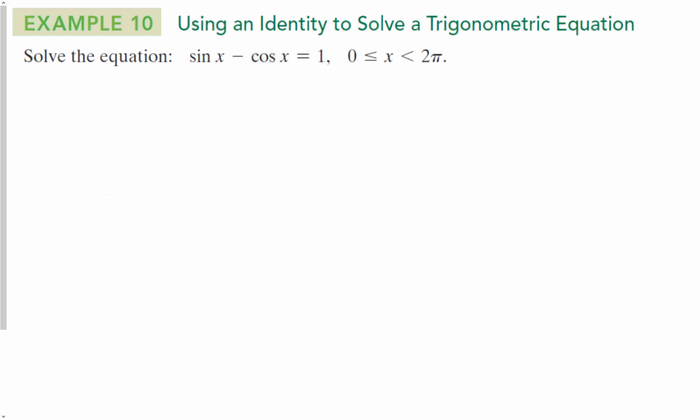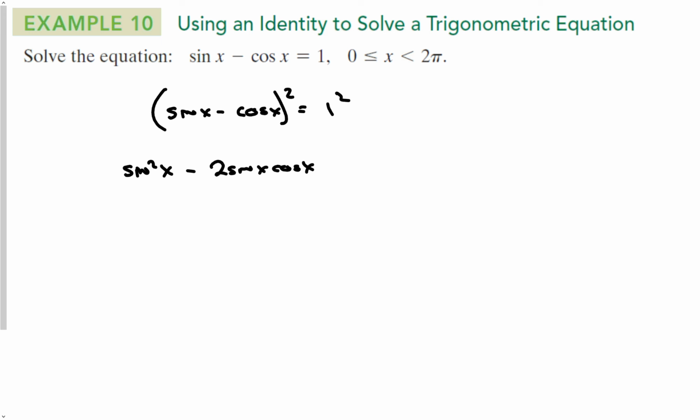Let's check it out. So again, in order for this to get to something that I can work with, I'm going to take the sine x minus the cosine x, and I'm going to square both sides. Because what can I do here? I can't factor anything out. I could try to plug numbers in, but let's try to solve it algebraically. Okay, so squaring this binomial gives me sine squared minus 2 sine cosine plus cosine squared is equal to 1.